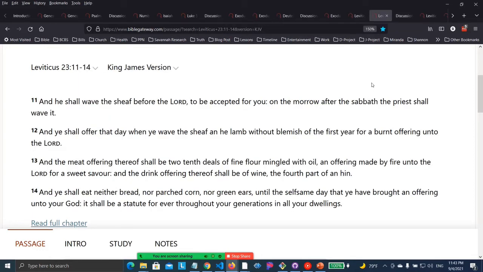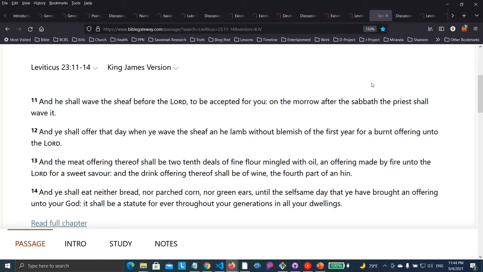Now, let's look at Leviticus 23:11 through 14. We're going to read some more conditions. And he shall wave the sheaf before the Lord to be accepted for you. On the morrow after the Sabbath, the priest shall wave it. You shall offer that day when you wave the sheaf a he lamb without blemish, the first year, for a burnt offering unto the Lord.